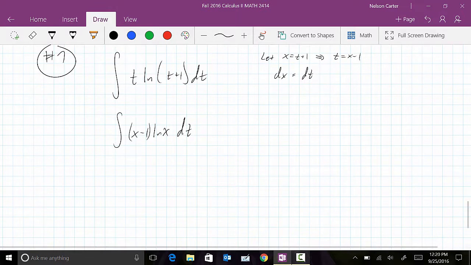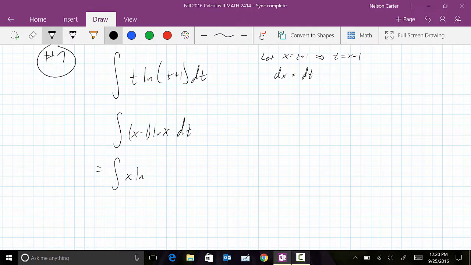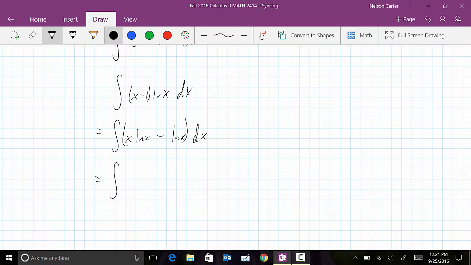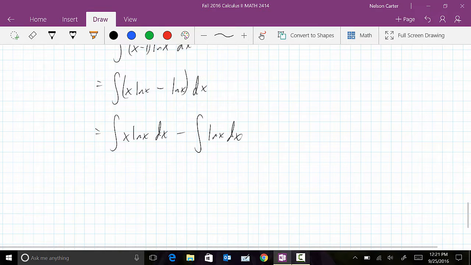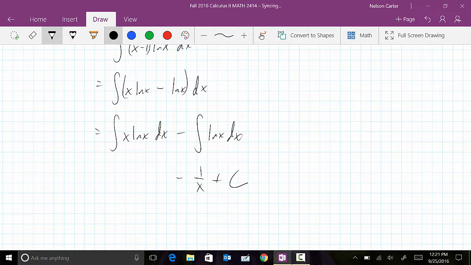So now what we could do is split this by distributing. We could rewrite this as the integral of x times the ln of x minus the ln of x. Oh, this is supposed to become a dx, by the way. And then you could just split this into two integrals. So now we could rewrite this as the integral of x times the ln of x dx minus the integral of the ln of x dx. And then this one becomes 1 over x plus a constant. This one we're going to need to do by parts on.